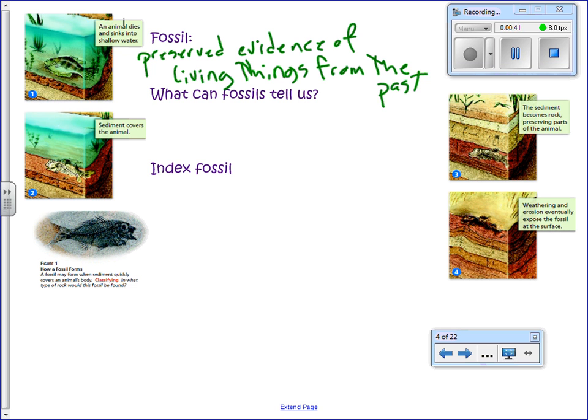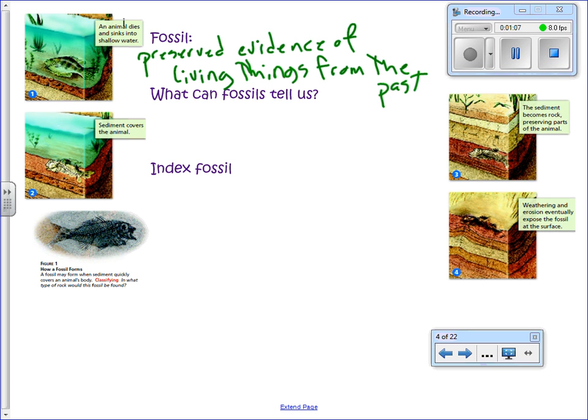And as was mentioned in the Tim and Moby video, it could be a whole thing like a bug trapped in tree sap that turns into rock. It could be trace fossils, such as an imprint of a leaf or a footprint. It can be fossils of a nest of eggs. It can be fossils of any evidence that the living thing was there in the past. And this is straight from the textbook.